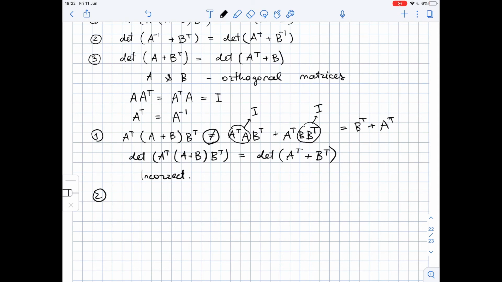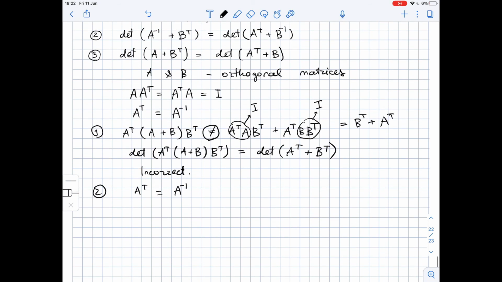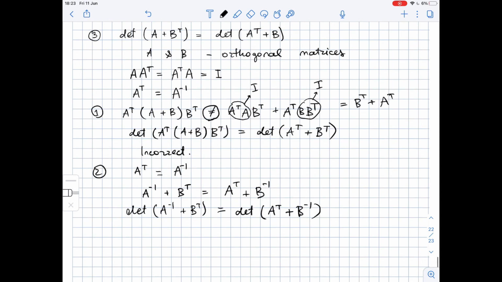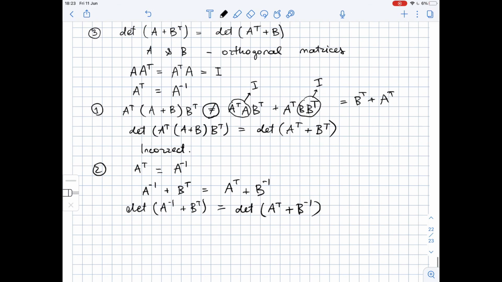Let's move on to the second statement. Since we know that A transposed equals the inverse matrix of A, that means that A inverse plus B transposed equals A transposed plus B inverse. So that means that the determinant of A inverse plus B transposed equals the determinant of A transposed plus B inverse. So the second statement is true.